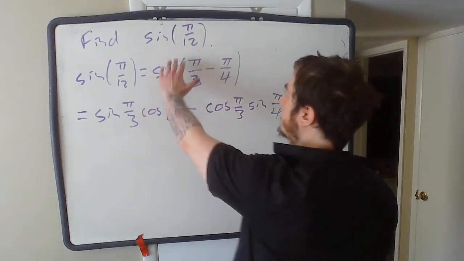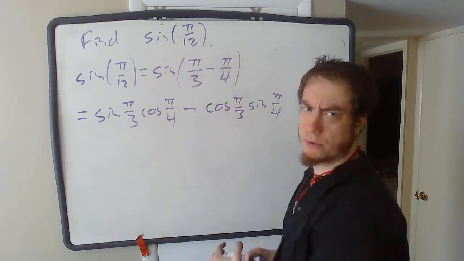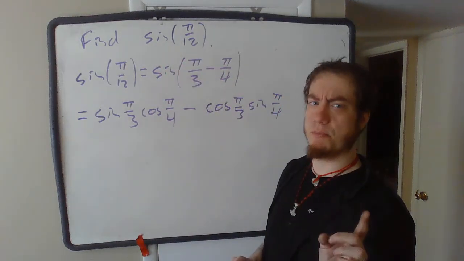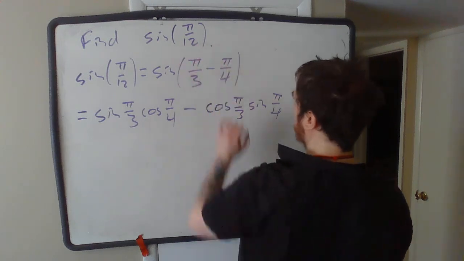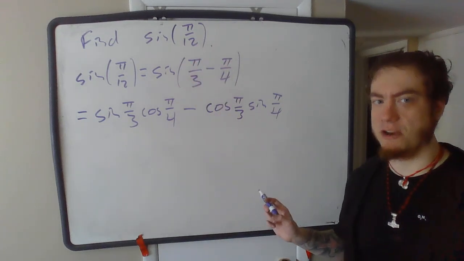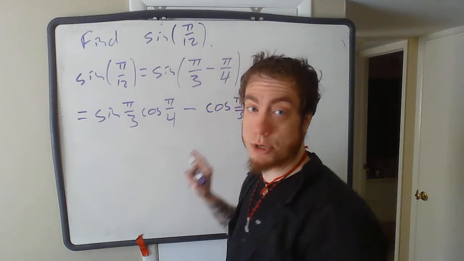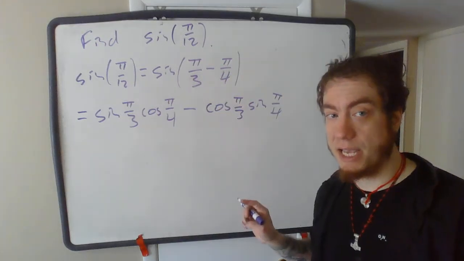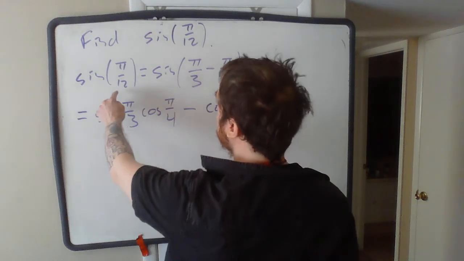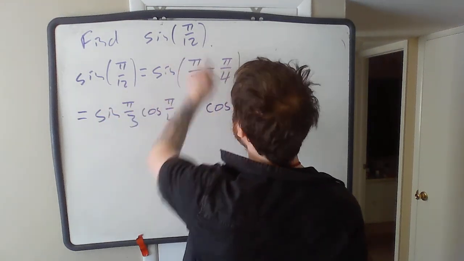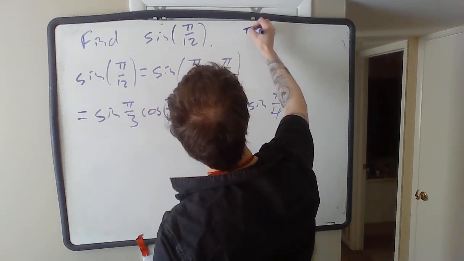So if I wanted to find the sine of pi over 12, did I say sine of pi over 2? I meant sine of pi over 12. Pi over 2 would be easy, since sine of pi over 2 is just 1. Anyway, in order to apply this sum and difference idea, I can think about pi over 12.